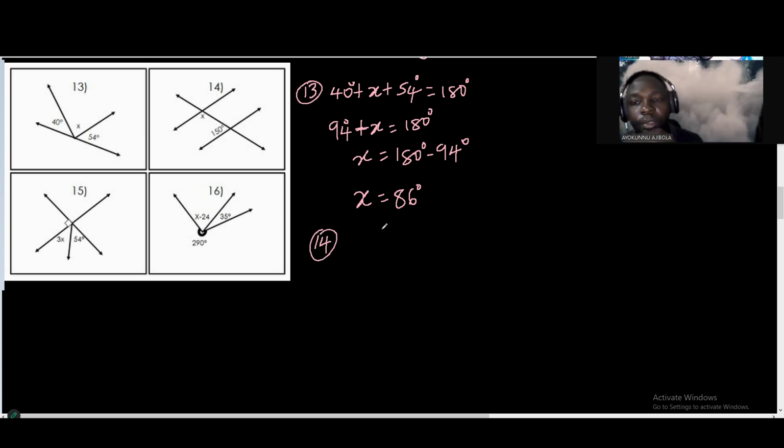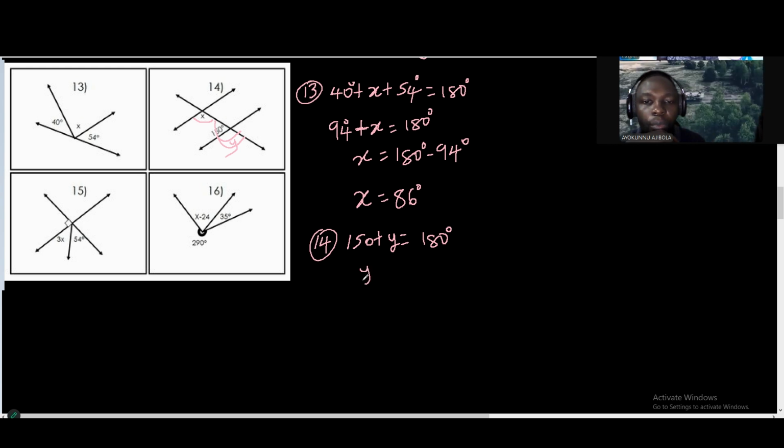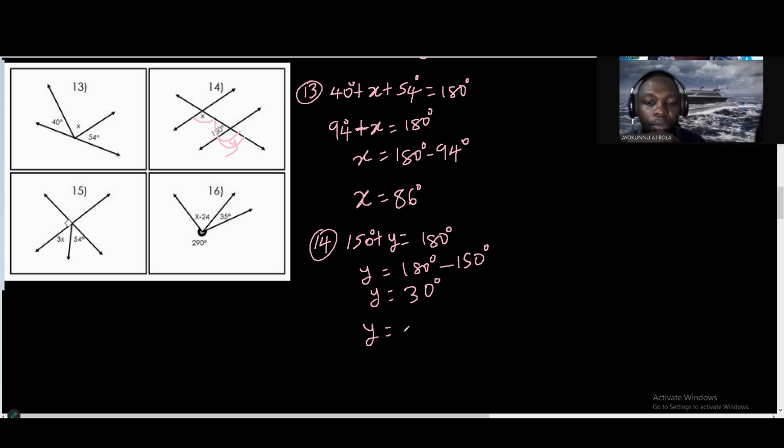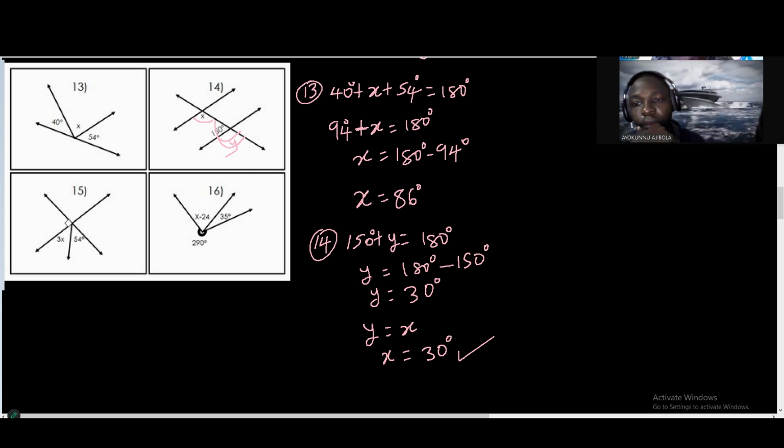And if you look at question 14, we're looking for x. If you see, x is the same as this place. So if I put it as y, I will say 150 plus y makes 180 at that point. So y equals 180 degrees minus 150 degrees. Then y equals 30 degrees. And y is corresponding to x. So x equals 30 degrees. Is that clear?